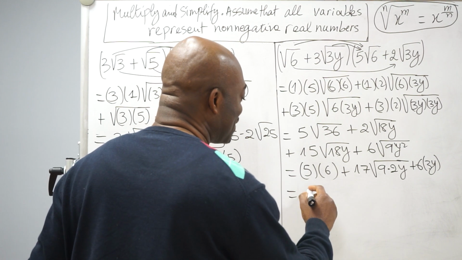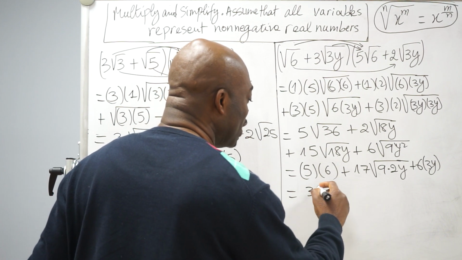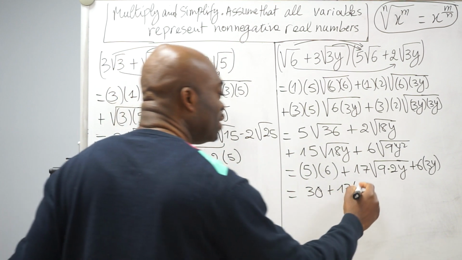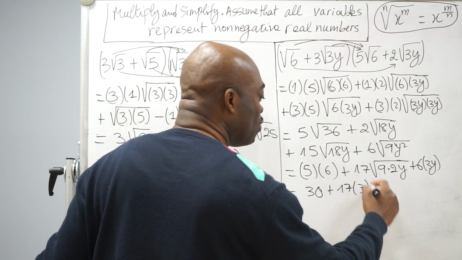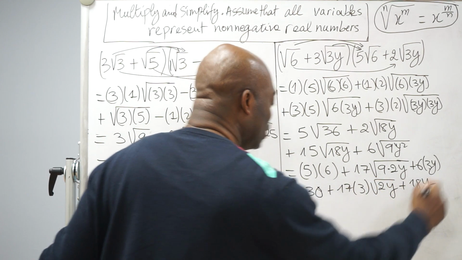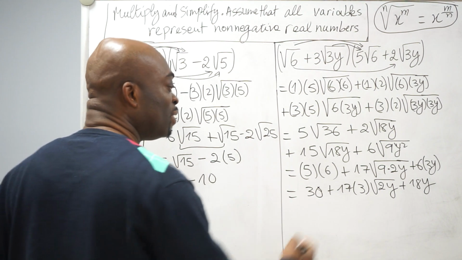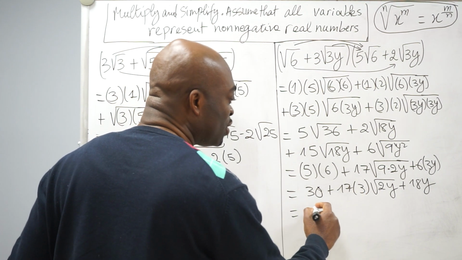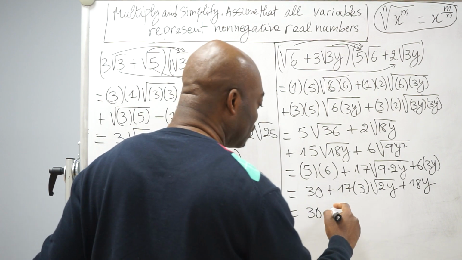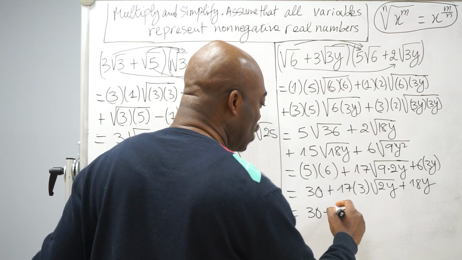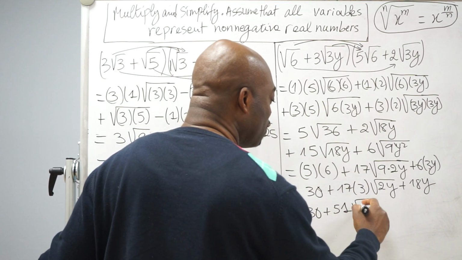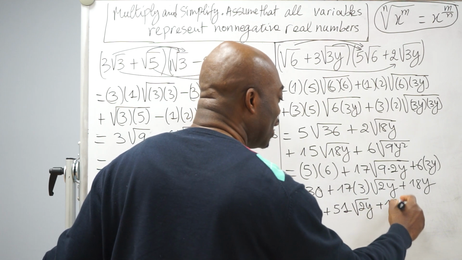So 5 times 6 is 30. Then plus 17 times square root of 9, which is 3. 3 comes out, and then you have 2y inside plus 18y. And last but not least, we got to multiply these two together. So this one is 30, and then 3 times 17 is going to give us 51. So 51 square root of 2y plus 18y.